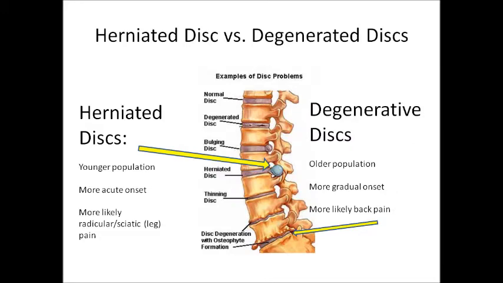You may often hear the term herniated disc or degenerated disc. Herniated disc, as shown on this diagram, is a bulge of the disc or extrusion of the disc material beyond the normal confines of the disc. This is associated with younger patients. The symptoms are more acute in onset, and the patients are more likely to have radicular or sciatic leg type symptoms. Degenerative discs, shown lower on this image, are more associated with an older population, primarily with back pain and more gradual in onset. You'll see that degenerating discs generally have loss of disc space, which progresses as the disc degeneration progresses.